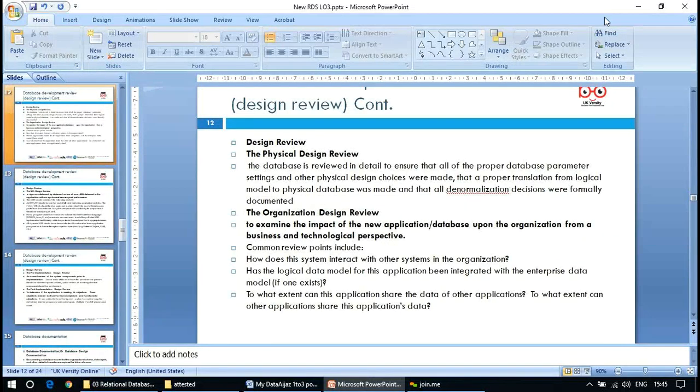Then physical review. In the physical review, the database is reviewed in all detail to ensure that all of the proper database parameter settings and other physical design choices are made, that a proper translation from a logical model to a physical database was made, and that all the normalization decisions were formally documented.